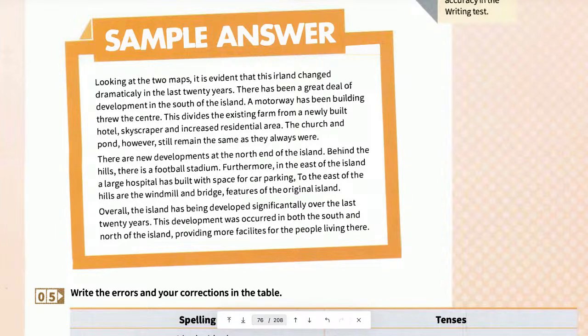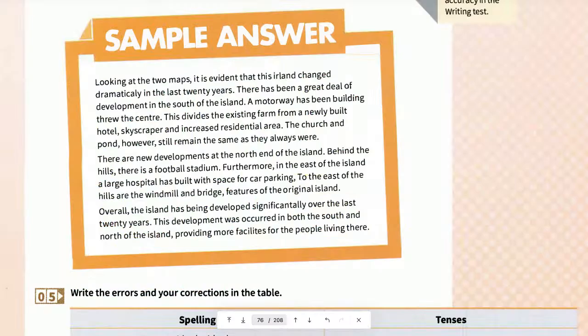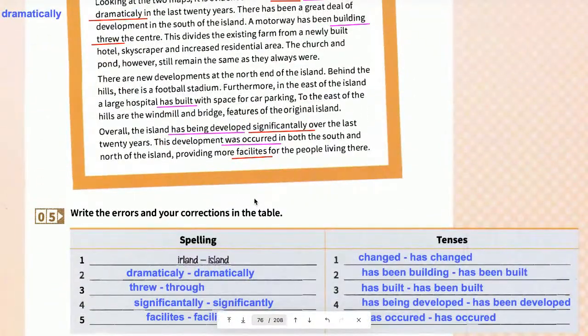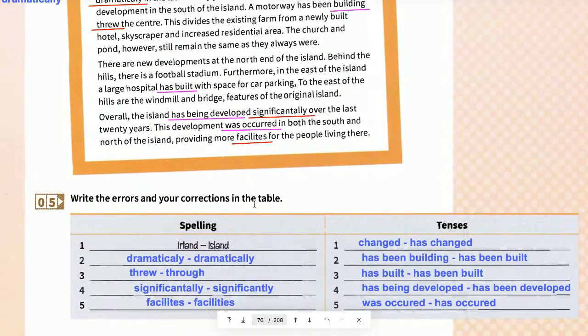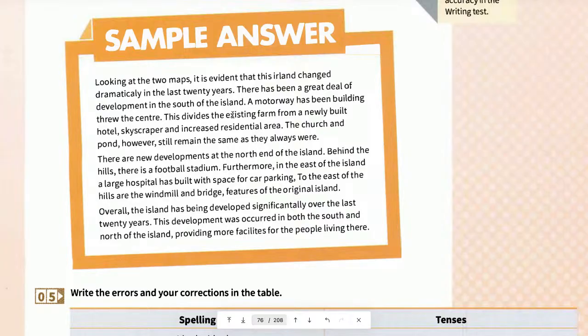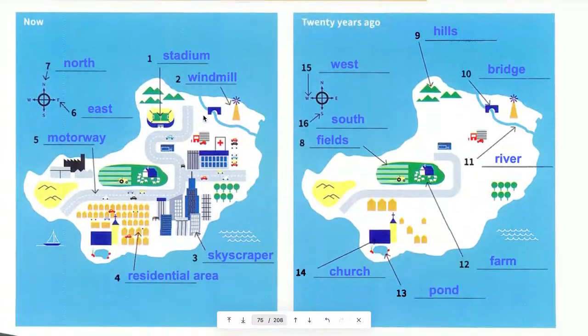Features of the original island. Okay, now someone please explain this to me. Why do they say that to the east of the hills are the windmill and bridge, features of the original island? What does that mean? To the east of the hills are the windmill and bridge, features of the original island. What does that mean? Why do we need to write like that? Too complicated, right? Why?